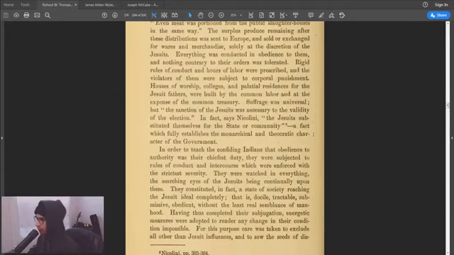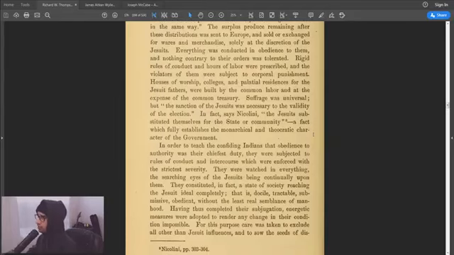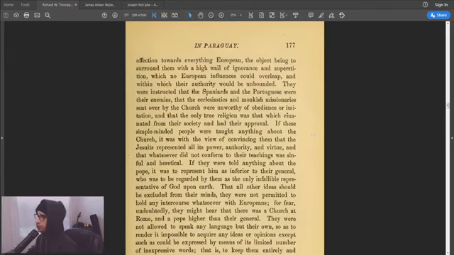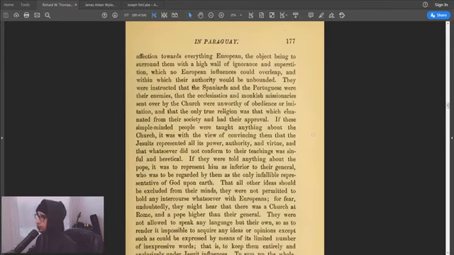Having thus completed their subjugation, energetic measures were adopted to render any change in their condition impossible. For this purpose, care was taken to exclude all other than Jesuit influences and to sow the seeds of disaffection towards everything European.